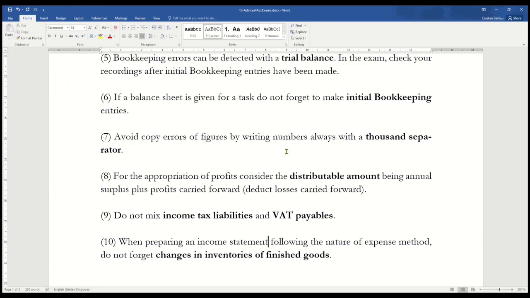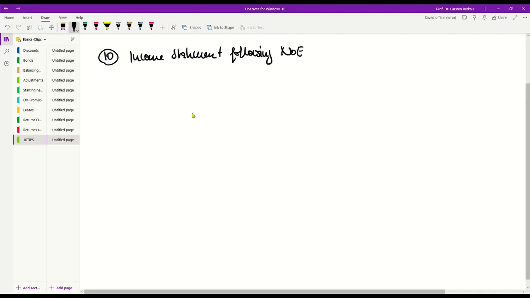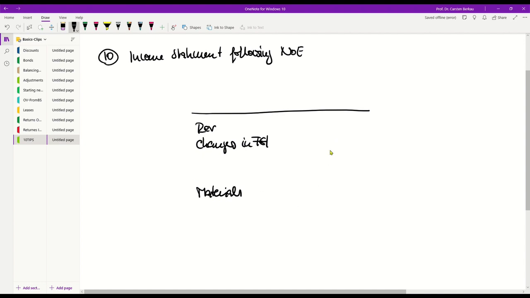In those cases, if you have to prepare an income statement that follows the nature of expense method, you must make sure that you consider changes in the inventories of finished goods. If you have to prepare an income statement following the nature of expense method, double check whether there will be changes in inventory. So you record the revenue and then you have the changes in finished goods inventories. Do not consider changes in materials, for example, because you do this anyway, because you calculate materials as an expense further down. You must consider these are the changes.